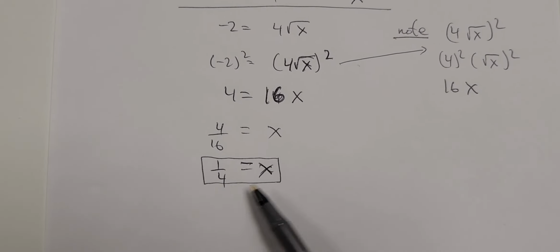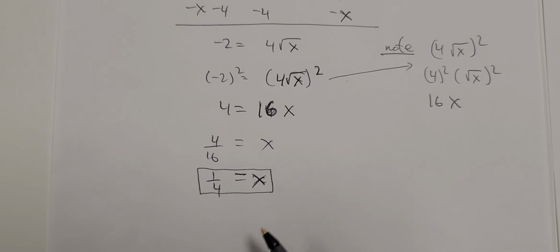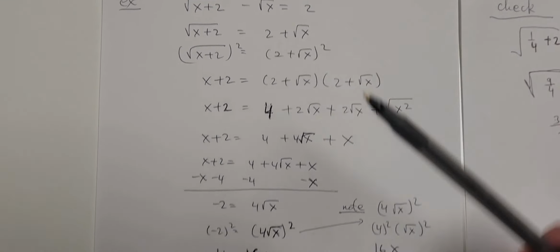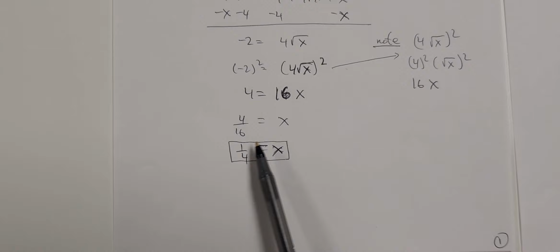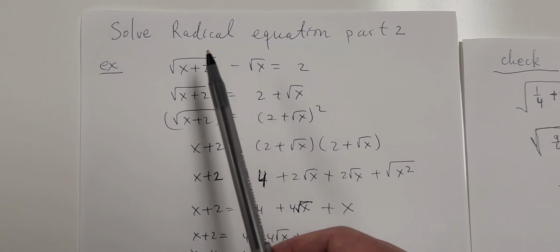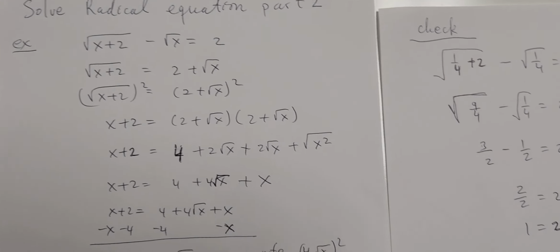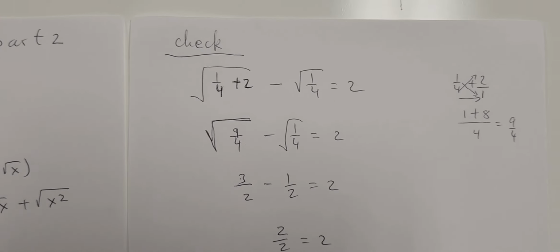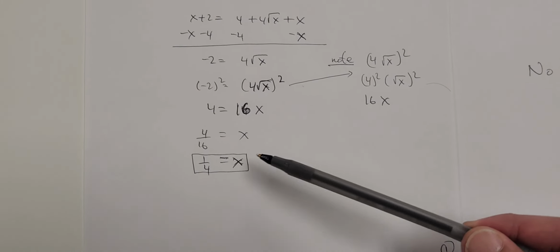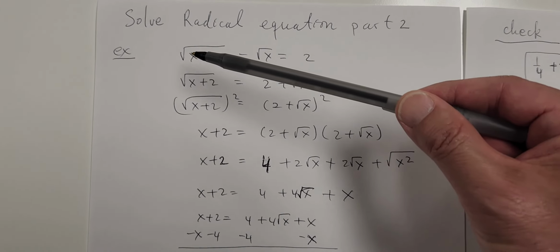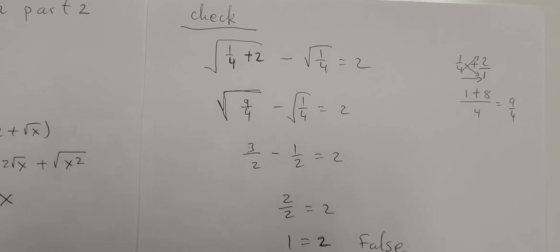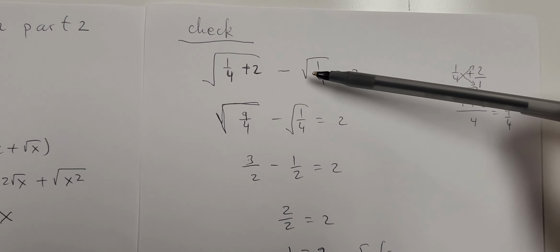However, we need to check if this is true or false. This is the answer to the original problem up here, but we want to know if this is true or false. So take this 1/4, plug it back into this x and also this x to see if it's true or false. So here's my check. This used to be an x here, and this used to be an x here. Here's the work on the side, the check part.